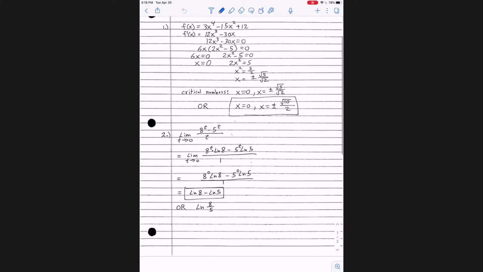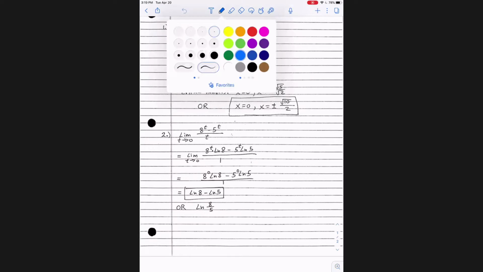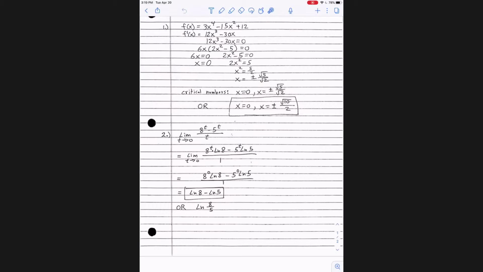Number one, find the critical numbers. When you're finding the critical numbers, you take the derivative and set it equal to 0. Don't divide out a variable because you lose a 0. So you factor out a 6x, you get x equals 0 over here, and you get x equals plus or minus square root of 5 halves. If you rationalize the denominator, you can write it like this. So either or.